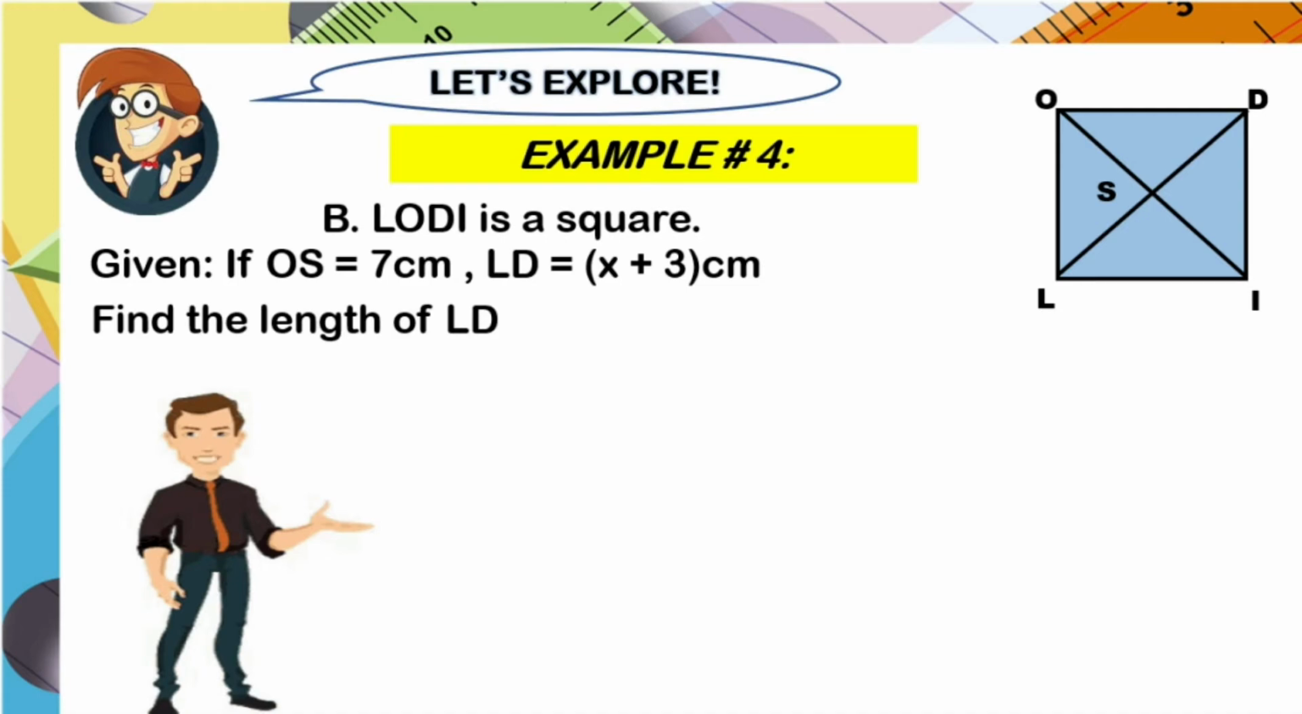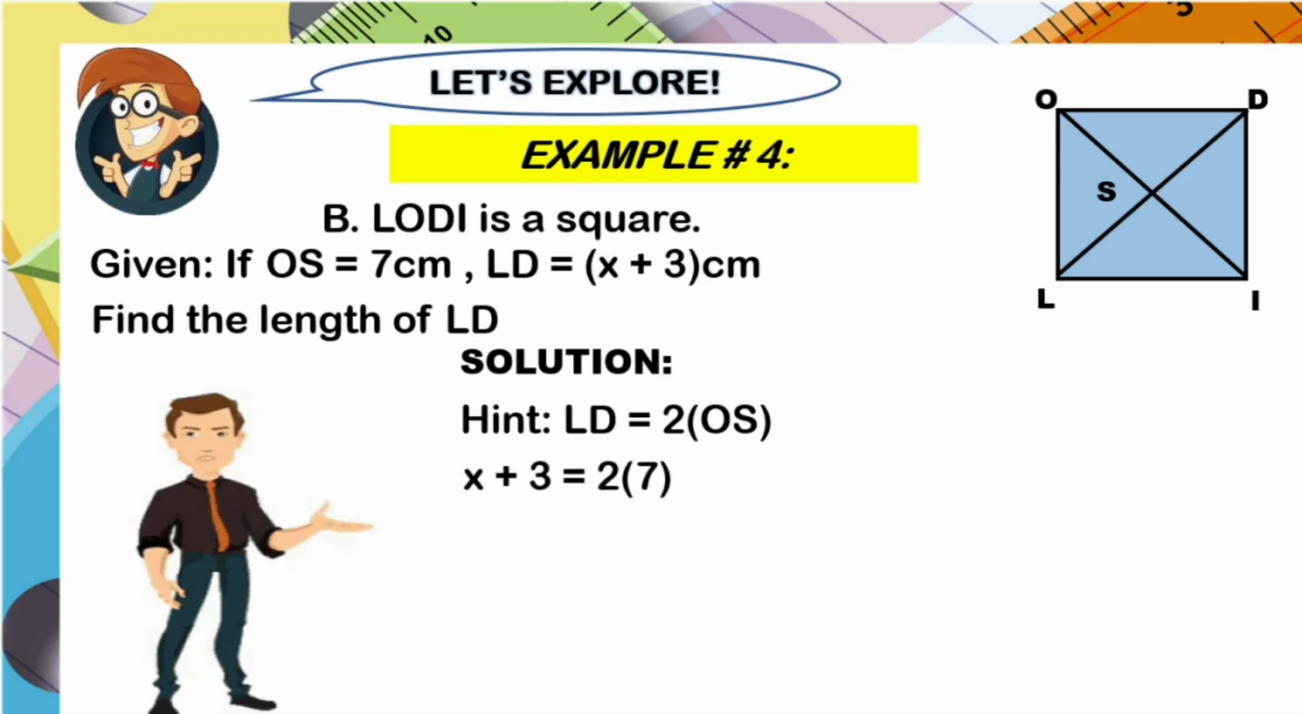To solve the given problem, let us remember that diagonal LD and diagonal OI are congruent, and diagonal OI is equal to twice the measure of OS, since in a square, the diagonals are congruent and bisect each other into two congruent segments. Diagonal LD is equal to twice the measure of segment OS, since diagonals bisect each other. Thus, LD is equal to 2 times OS.